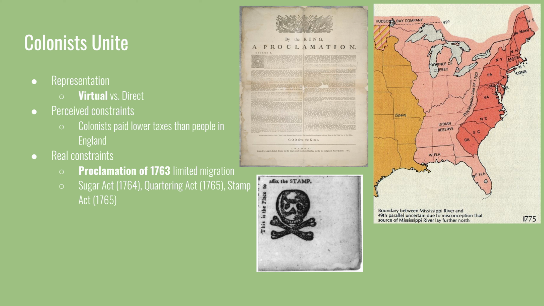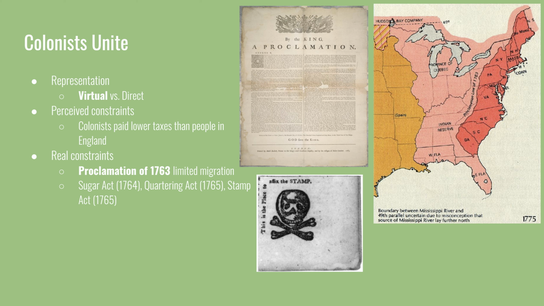In fact, the number of people that had the ability to vote in England and the rest of the British Empire was much lower than the number of people that were able to vote for colonial legislatures in the colonies. This goes along with the perceived constraints that the colonists felt they had placed on them. They actually were paying lower taxes than people in England, and they actually had greater opportunities in the colonies to get land and to have their voices represented. But nevertheless, they wanted direct representation.